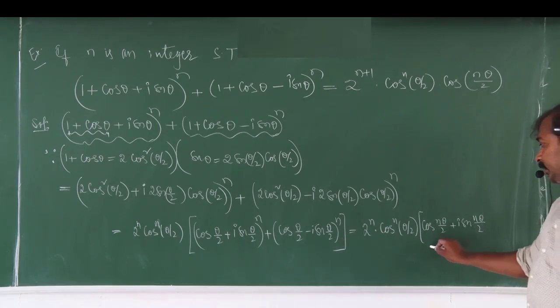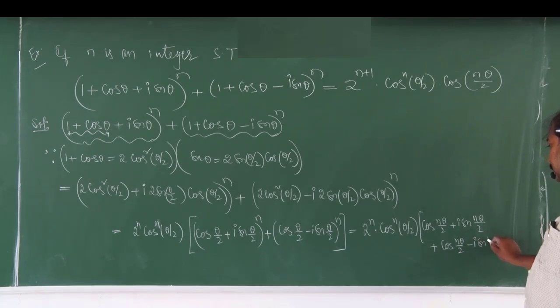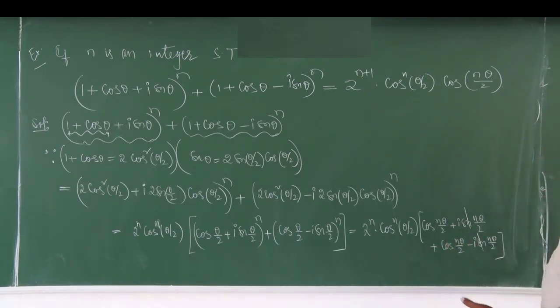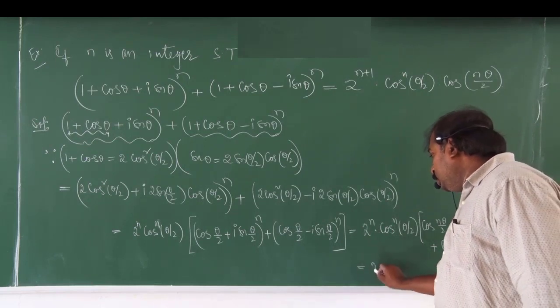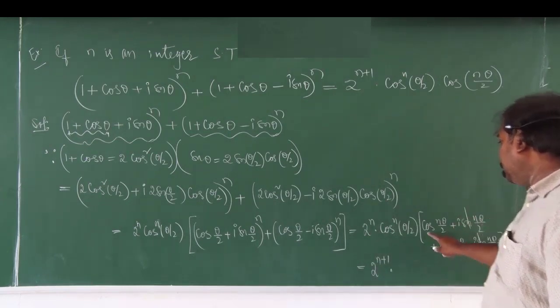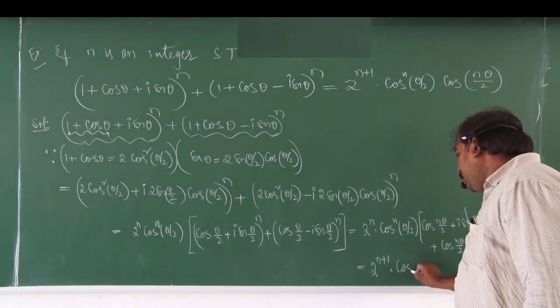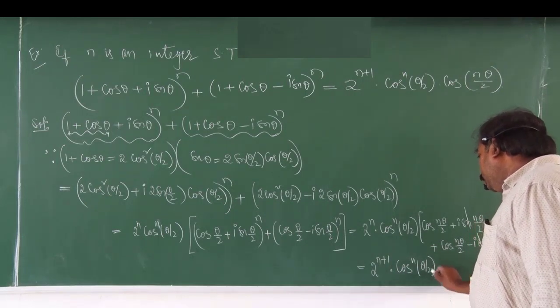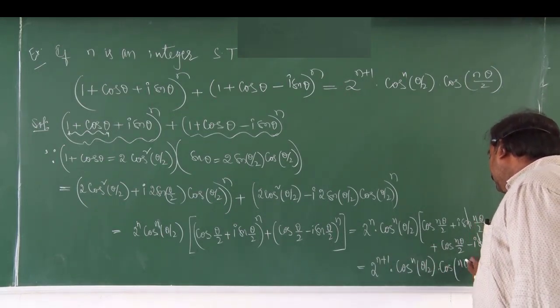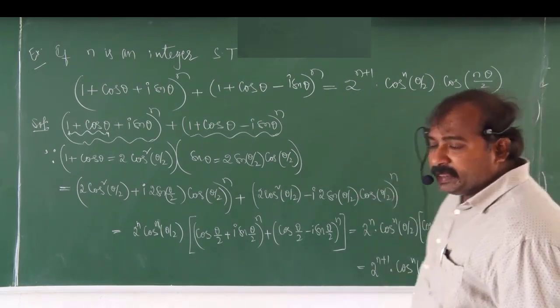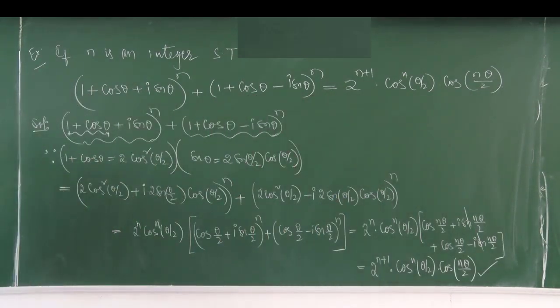This value I can write as plus cos n theta by 2 minus i sin n theta by 2. Both get cancelled. Here cos n theta by 2 plus cos n theta by 2 is 2 cos n theta by 2. Already 2 power n is there, so 2 power n plus 1, since one more 2 you will get. So 2 power n plus 1 into cos power n theta by 2 into cos of n theta by 2, which is the required answer. So this is also based on the De Moivre's theorem. Next.